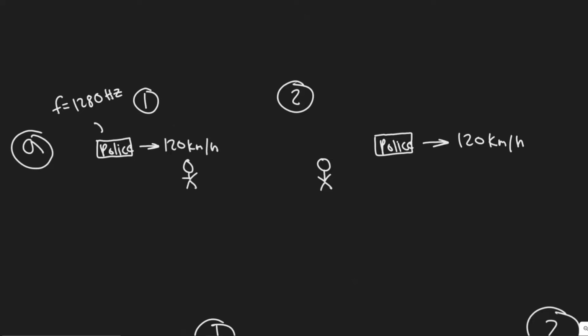B, what frequencies are heard in a car traveling 90 kilometers per hour in the opposite direction before and after passing the police car? And C, the police car passes a car traveling in the same direction at 80 kilometers per hour. What two frequencies are heard in this car?